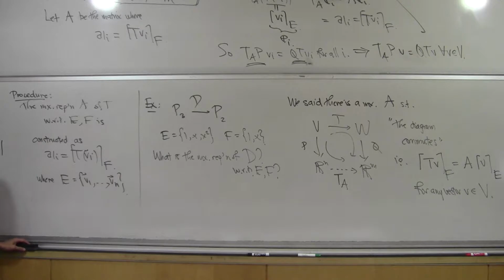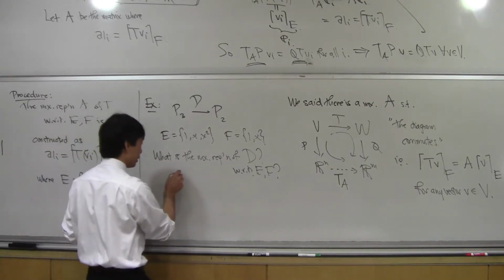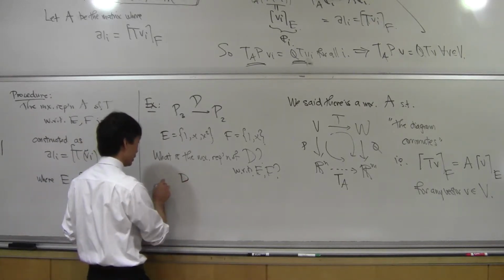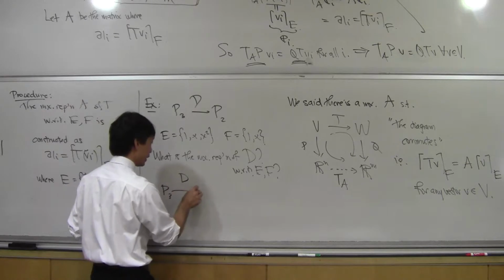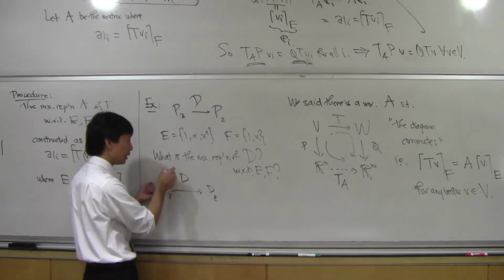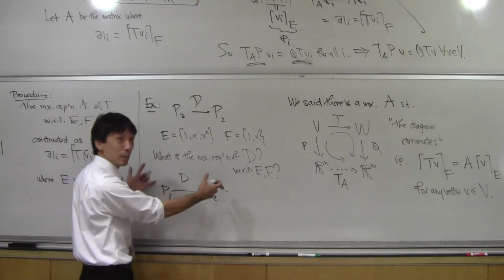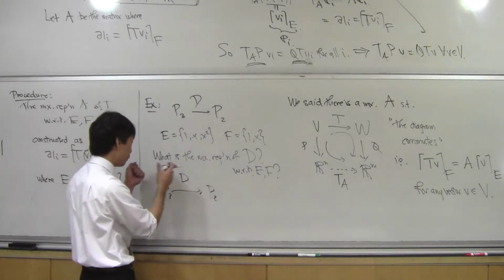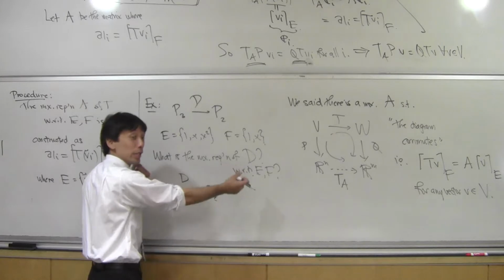Just to double check, T of VI is WI, right? No, it's not. You've got one vector space over here, another vector space over here, a linear transformation, and arbitrary bases. You've got one basis here and one basis here. There's no connection between these bases.